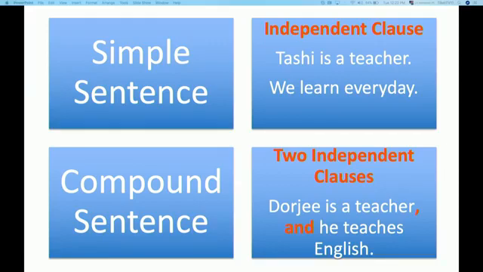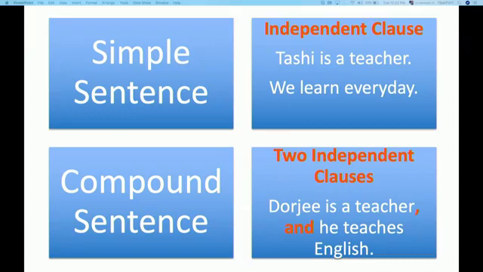This is an independent clause. We learn every day. This is also an independent clause. These are simple sentences. In a simple sentence, there is only one independent clause. So I've given you an example of two simple sentences. Tashi is a teacher. We learn every day.